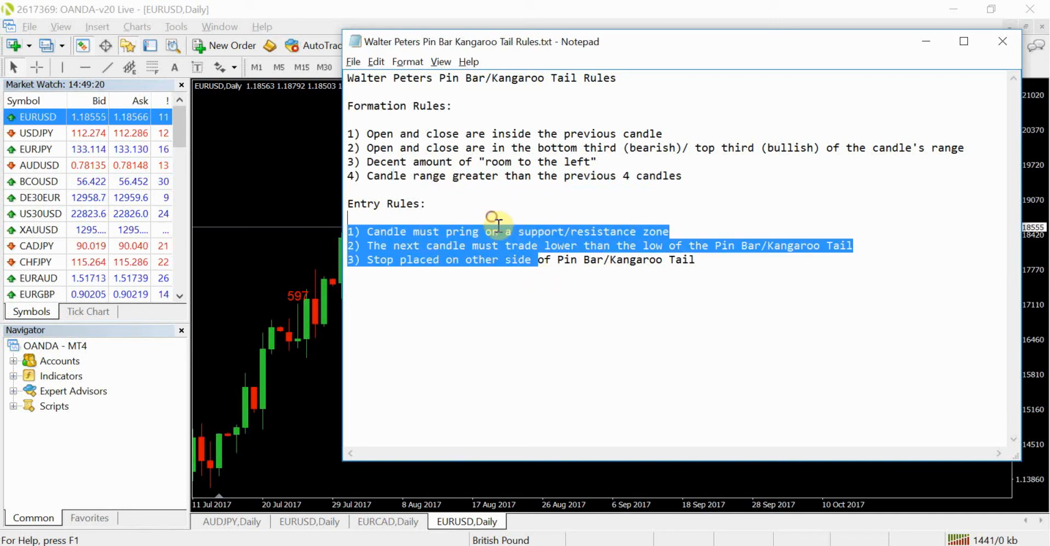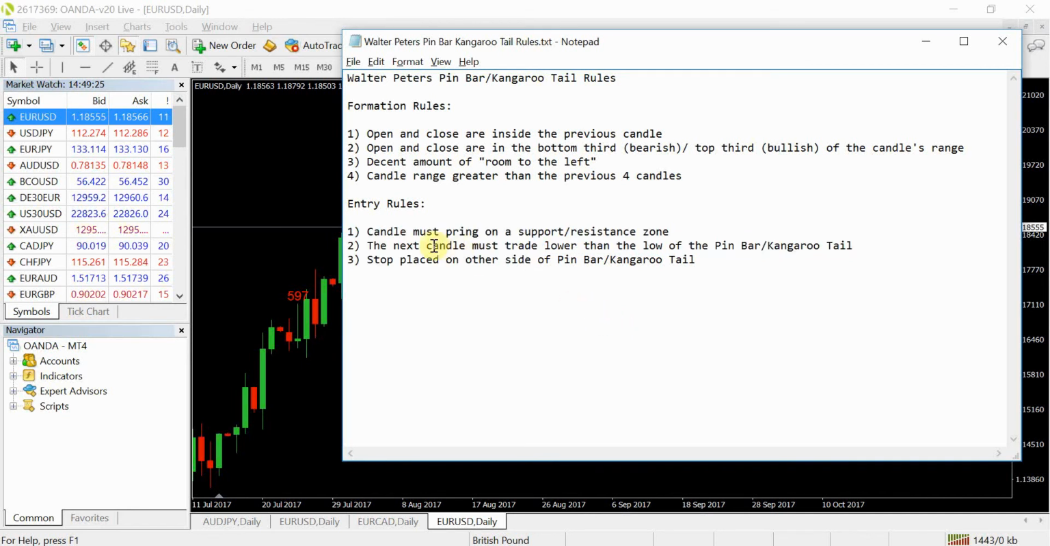Now, these ones are not coded in the indicator. They're just his entry rules. I thought I'd just share them with you. So the candle, he talks about where it actually prints on the chart is quite important. Is it on a support and resistance? Is it on a Bollinger Band? Whatever it may be, it must be in a relevant location for it to make sense.